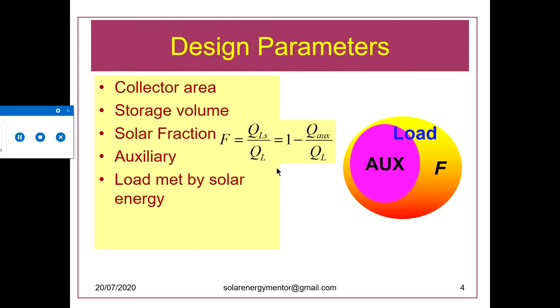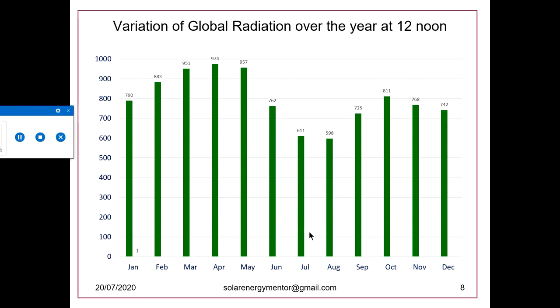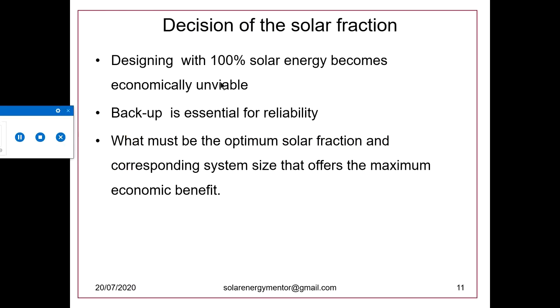Another extreme, hypothetical case is F equal to 1. If you substitute F equal to 1 here, the load met by auxiliary will be 0. It means the entire load over the year is supplied by solar energy. But this is practically not possible because solar radiation intensity is a variable. In June, July, August, September, solar radiation intensity is least here. And again, these are the monsoon months, in which there will not be any direct sunshine. There will be a cloudy atmosphere. So it is not practically possible to design the system on solar fraction 1, that is 100% solar energy.